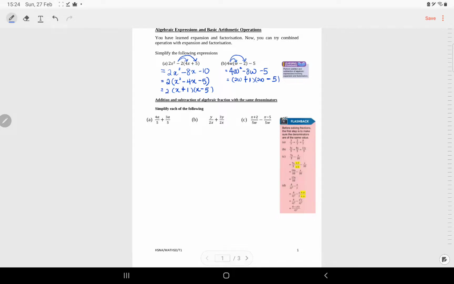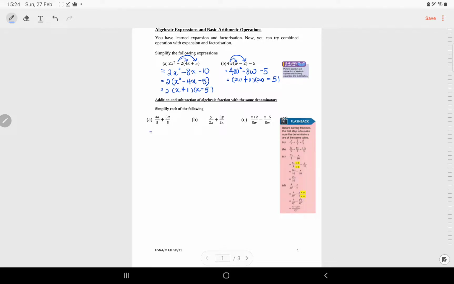So now, let's have a look at part A here. Simplify each of the following. The denominator is 5 and the second term denominator is 5. So they both have the same denominators. So now all we do is we just add the numerators.